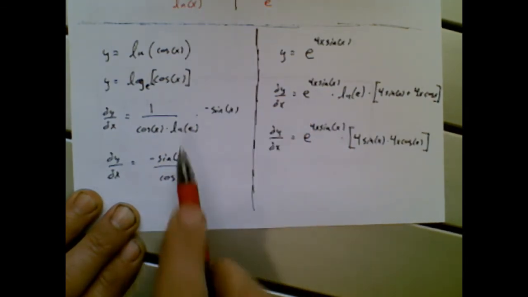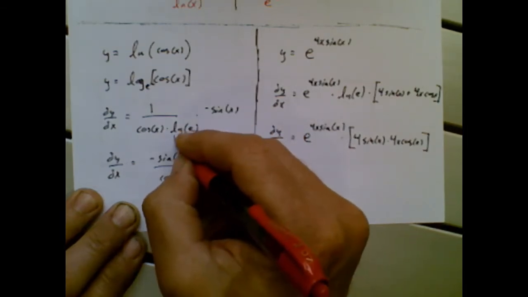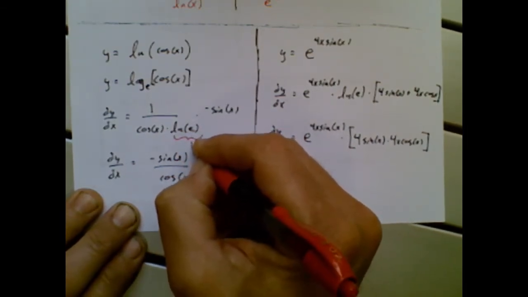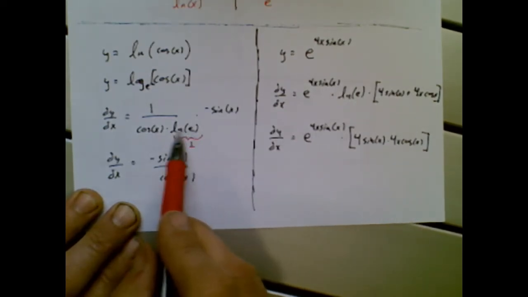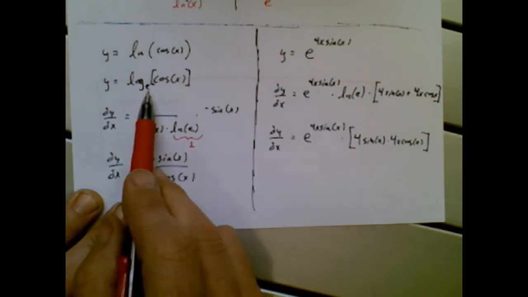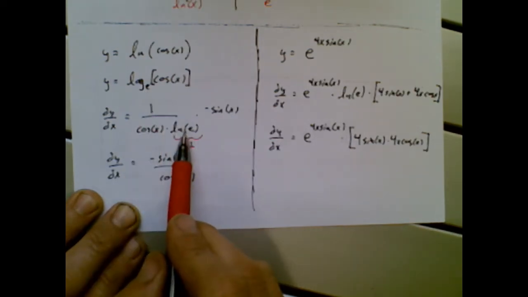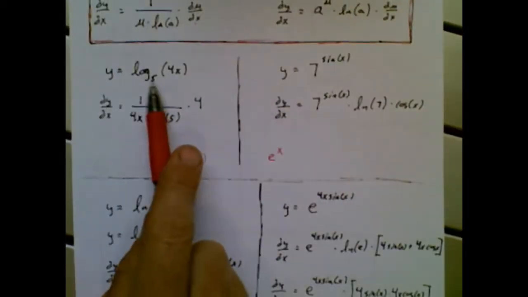Here's why. The natural log of e is 1. So cosine of x times 1 is just cosine of x. So this part ends up being a nuisance if we're in base e, and so we skip it. If we're not in base e, like in this problem, you better not skip it because you'll be wrong.